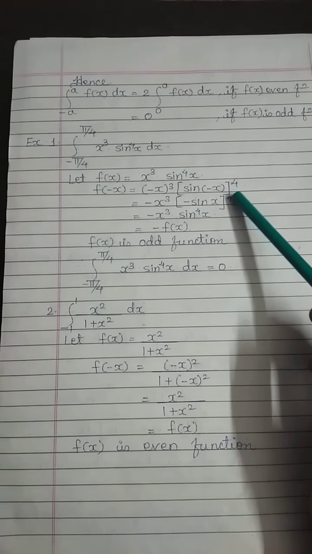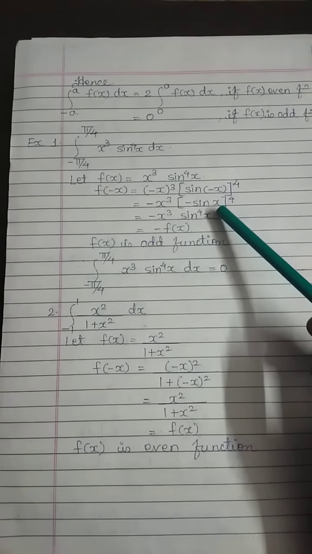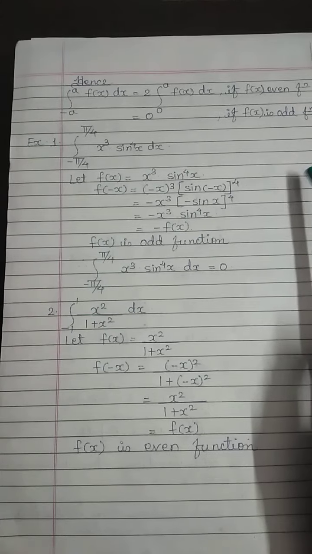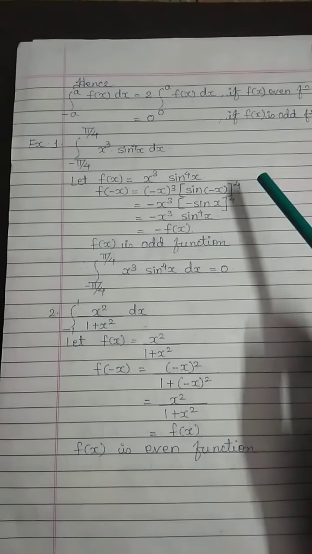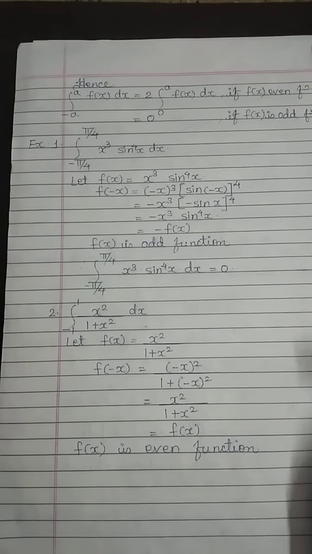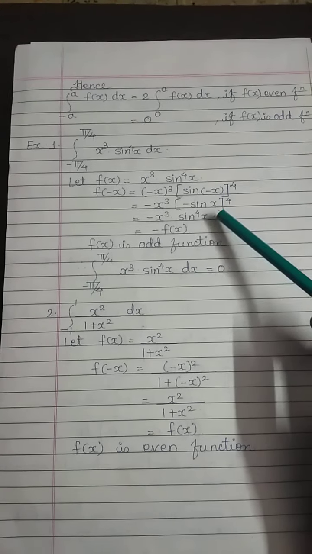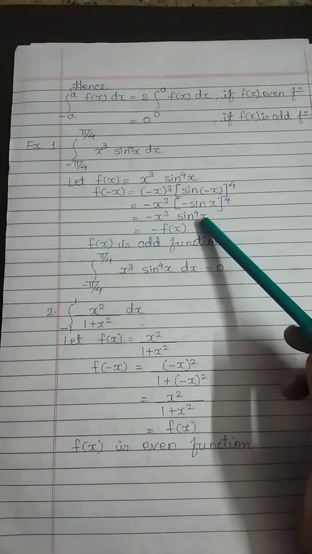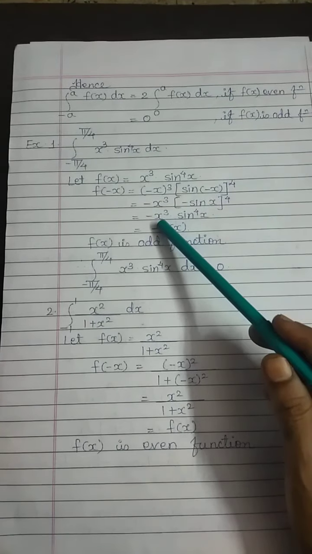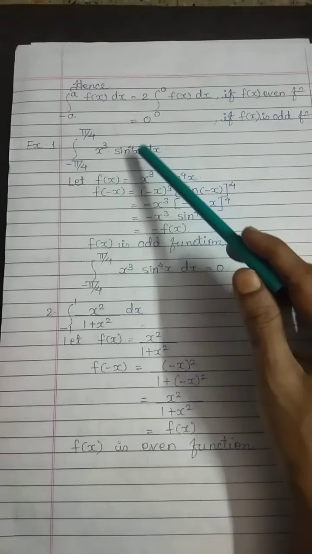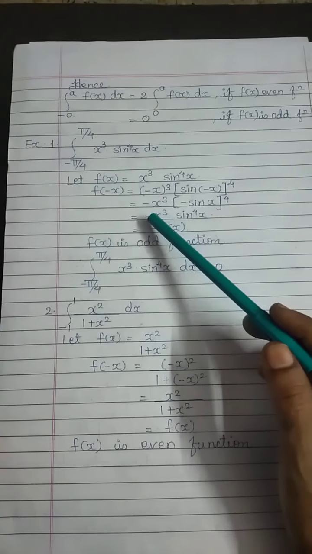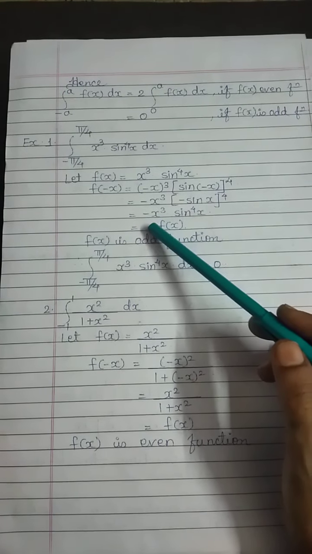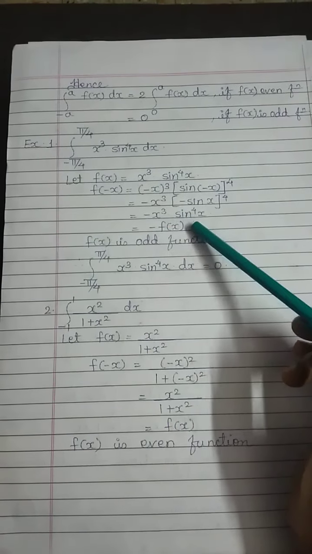And since here we have raised to 4, that means 4 times we will consider the minus sign. So minus minus plus, again minus minus plus. So we will get a positive term. So we have minus of x cube into sine raised to 4x. Now this is nothing but our function f of x, but we have a minus sign here. So we will write minus of f of x.